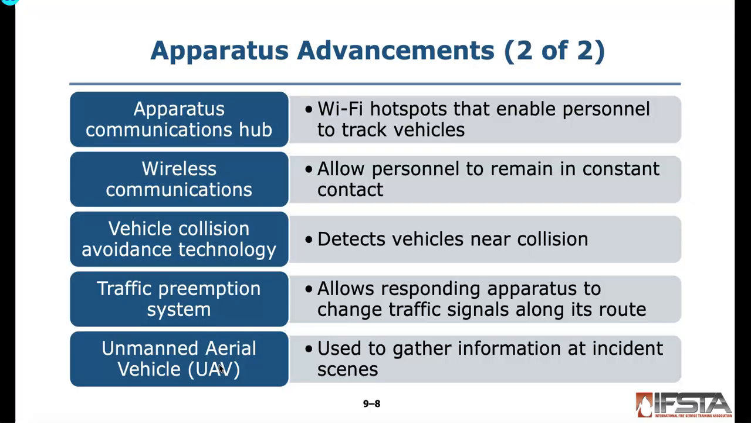Wireless communications allow personnel to remain in constant contact. Vehicle collision avoidance technology detects vehicles near collision. And then traffic preemption systems allow responding apparatus to change the traffic signals along its route. Those are also referred to as an Opticom. Opticom is a flashing strobe that's usually somewhere in the center of the emergency response lights, and if there's a sensor on the pole where the stoplight is, it will trigger that to give you a green.